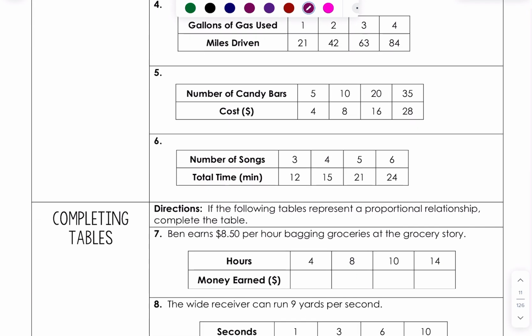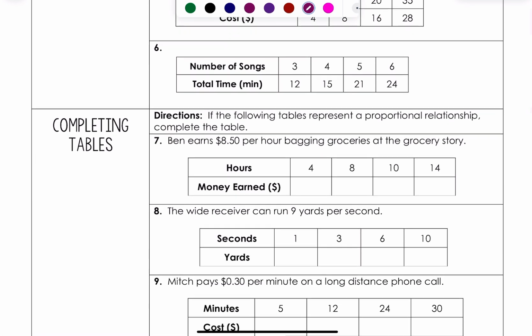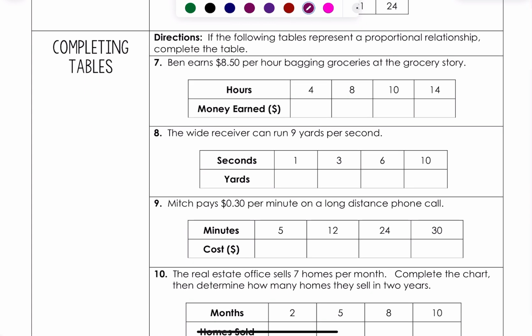If you want to practice on these, I would recommend you do so, and we can go over them in class. Okay, now for completing the table, when you have to complete the table, they're not going to give you a non-proportional relationship. They're going to give you a proportional relationship. So what you really have to do here is just fill out your y.